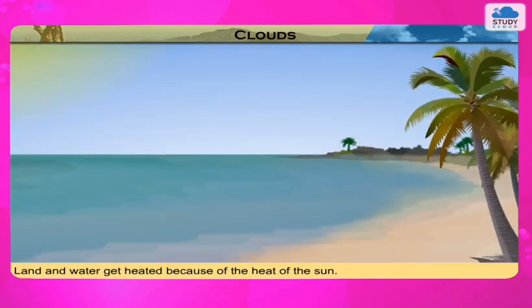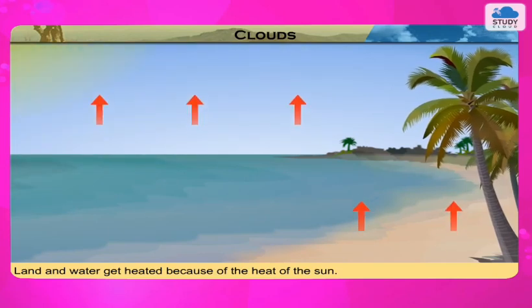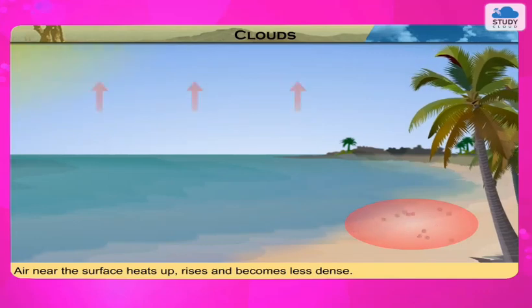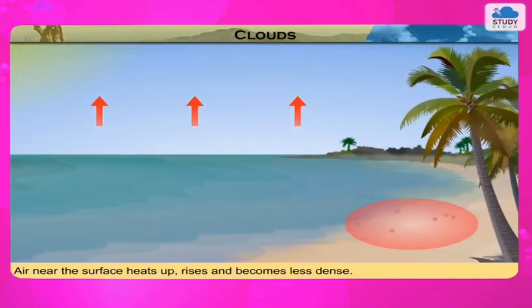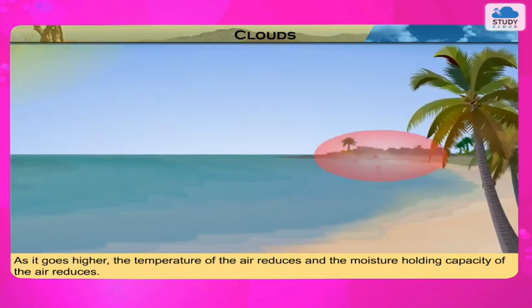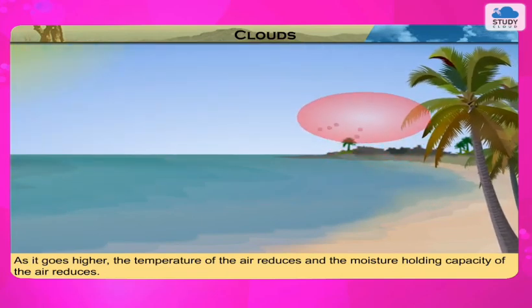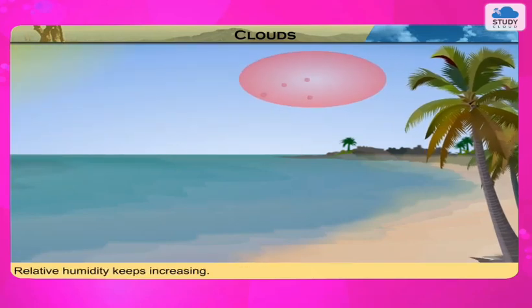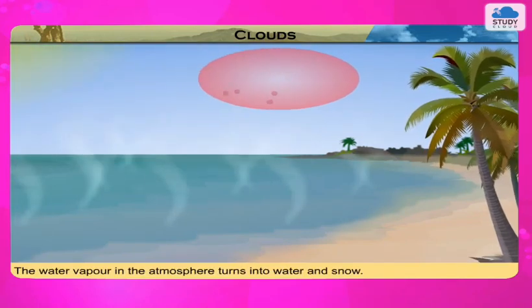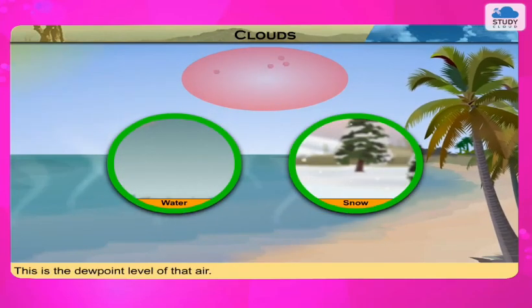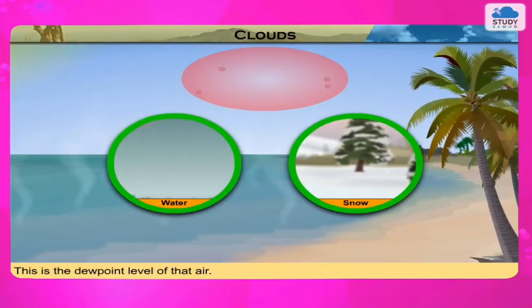Land and water get heated because of the heat of the sun. Air near the surface heats up, rises, and becomes less dense. As it goes higher, the temperature of the air reduces and the moisture holding capacity of the air reduces. Relative humidity keeps increasing. The water vapor in the atmosphere turns into water and snow. This is the dew point level of that air.